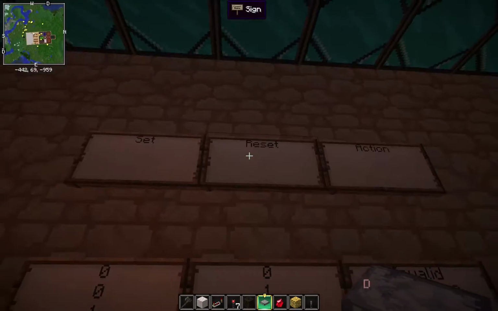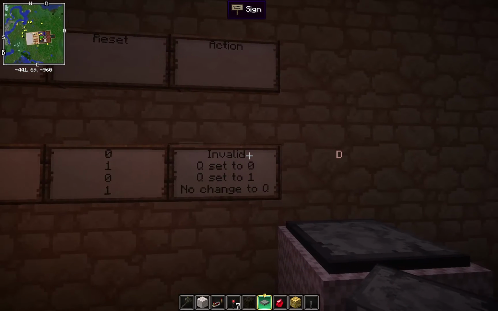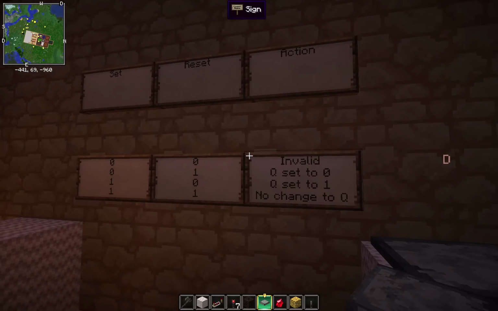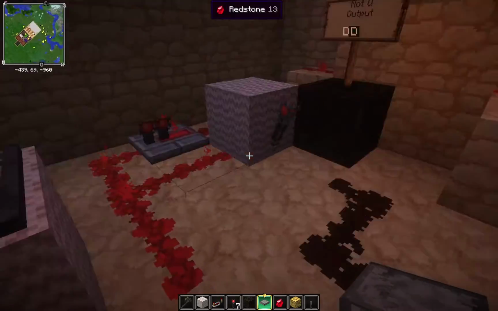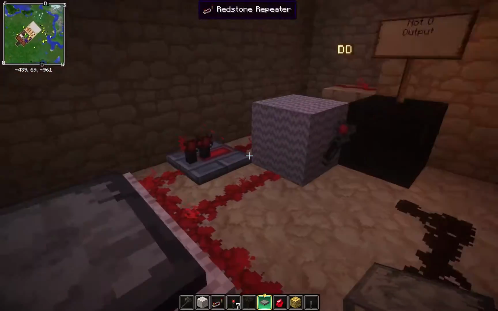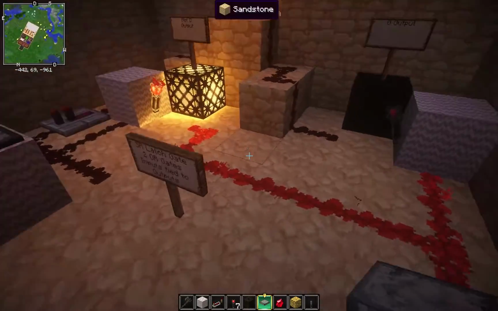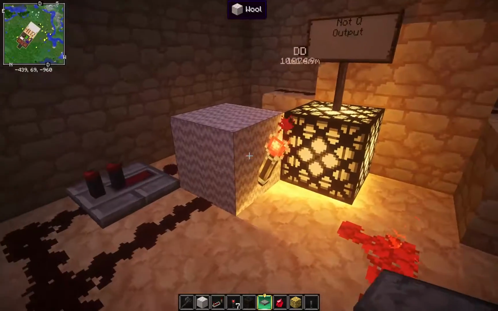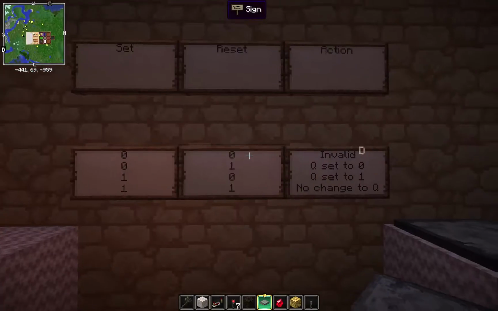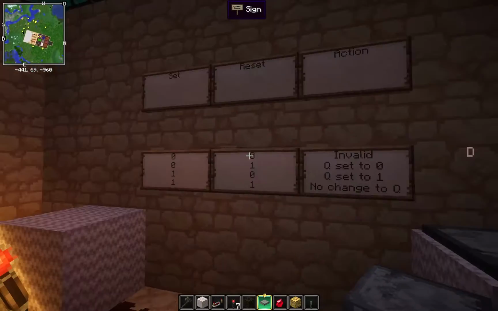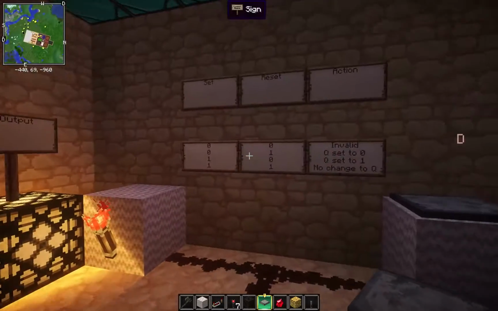If set and reset are both 0, then we have an invalid state, because it's impossible, if this circuit is set up properly, for both of these to be powered off, because we're always supplying power from the other side. No matter what I do, there's always power being put into one of the gates. So that is why 0, 0 is an invalid state. And if you have 0, 0 somehow on your circuit, you do not have a working latch gate. It is broken. It just needs to be fixed.